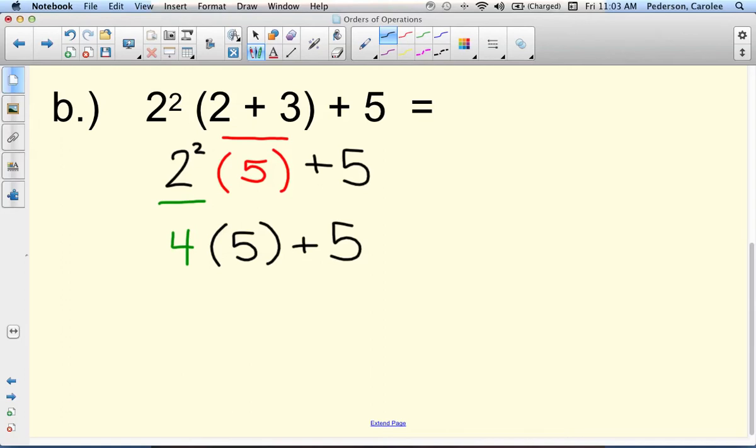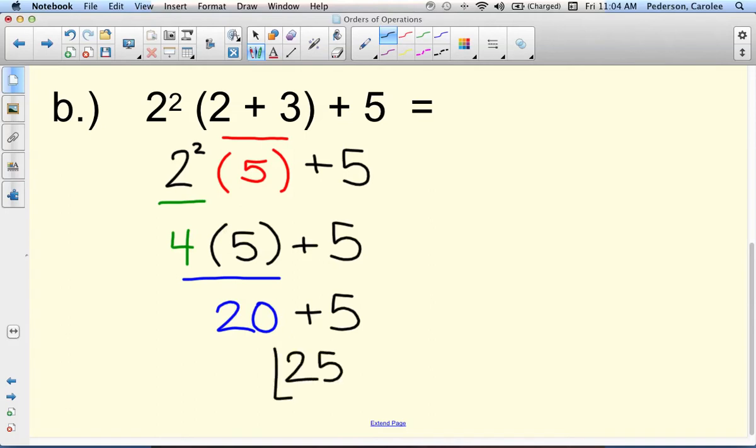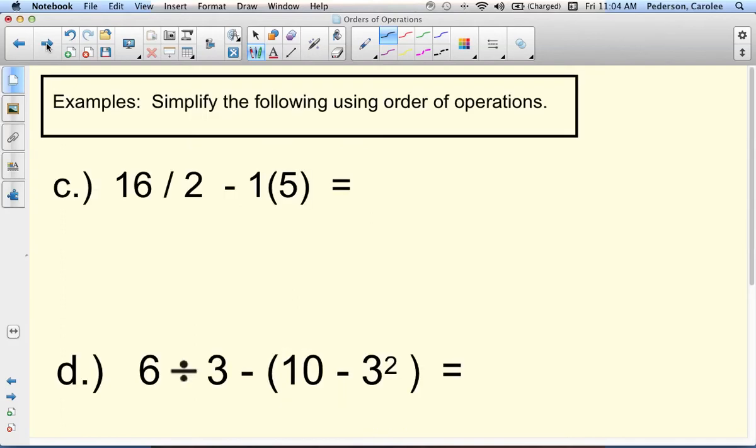Now we take care of multiplication. So 4 times 5 is 20. Bring down the plus 5. And now 20 plus 5 is 25. Now this is going to get faster, and you may be great at reducing with orders of operation, just make sure you are doing it in the proper order.